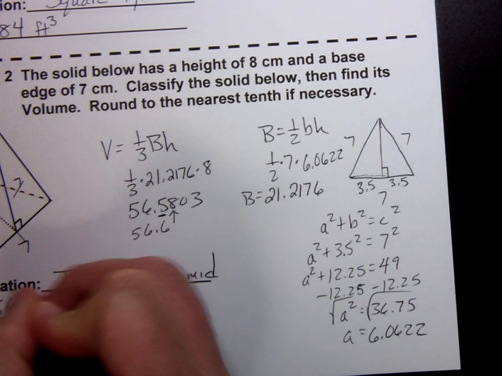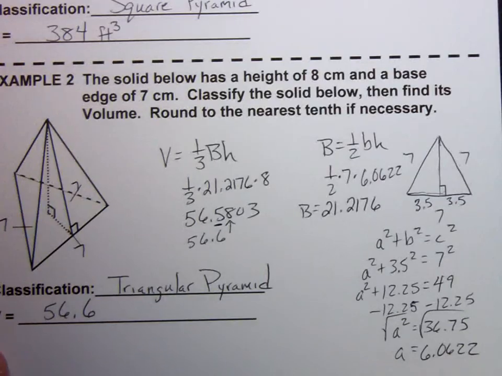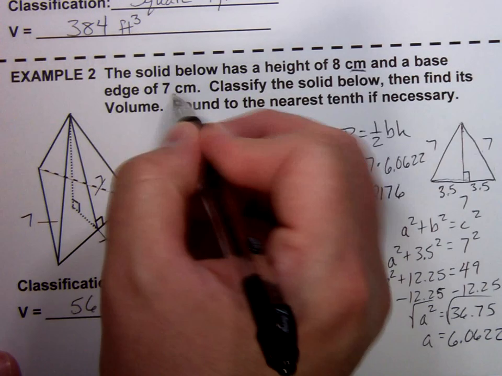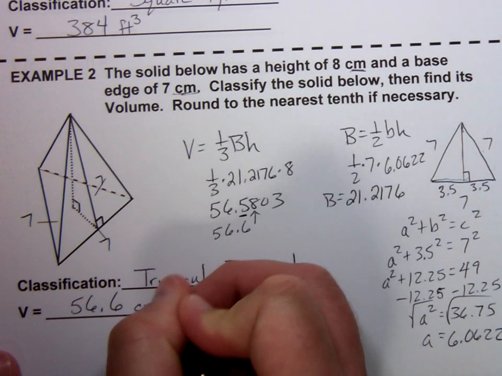So 56.6. And again, volume is always units cubed. So in this case, it's centimeters. So volume is centimeters cubed.